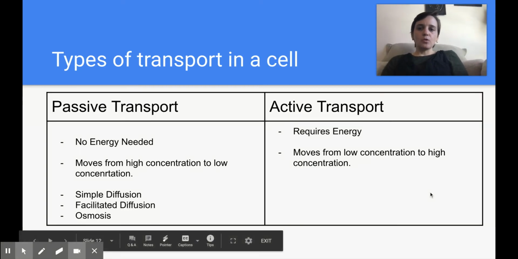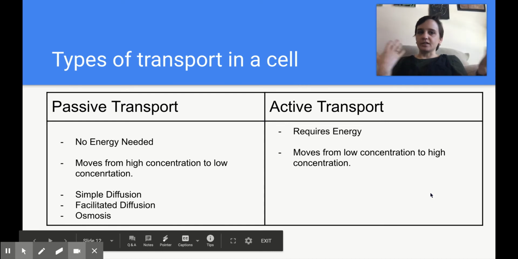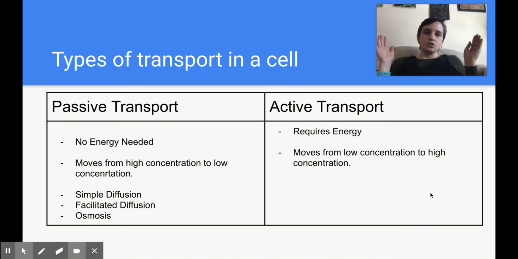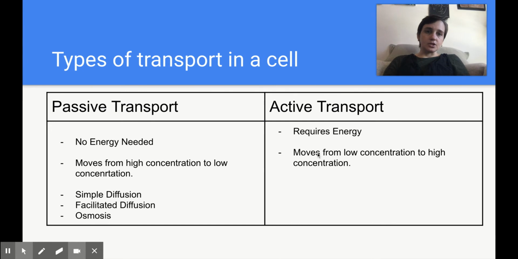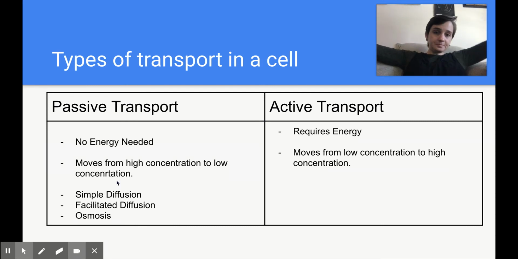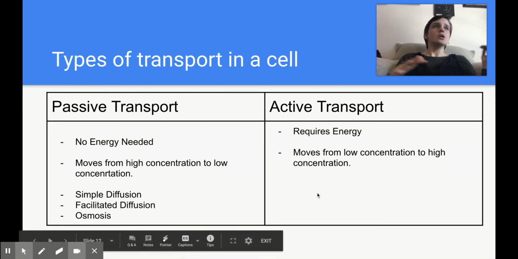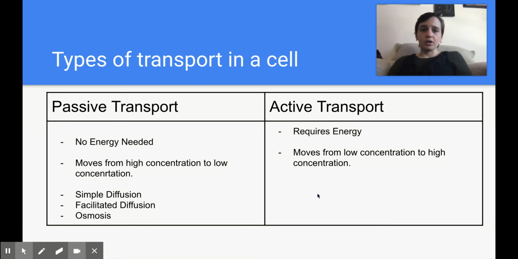All right, so again, all of these examples that we talked about today, we can divide them into two categories. Passive transport means no energy. Active transport means it requires energy. That's really the only difference. Passive transport means that we go from high to low. This is the natural way that things just spread out. Whereas active transport, this is the opposite. This is like pushing your way into some place that's already crowded. Active transport requires energy and it goes in the opposite direction.